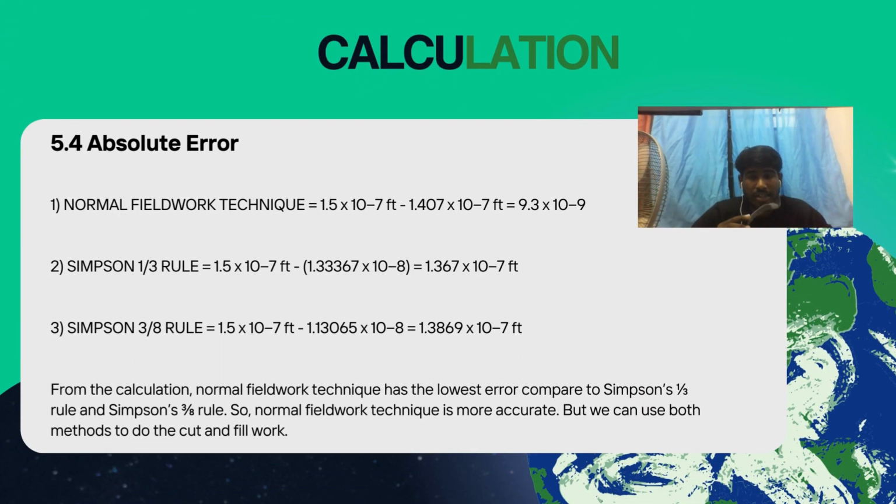Okay, for the final calculation, to make this project more interesting, I found the absolute error to show the difference between the normal fieldwork technique, Simpson 1 over 3 rule, and Simpson 3 over 8 rule. I get three different answers, all in feet. From the calculation, we know that the normal fieldwork technique has the lowest error, but if we apply it to another project or construction, we can also get the lowest error with Simpson. So we can use many methods in calculation, and Simpson is one of the methods to calculate any cut and fill work.